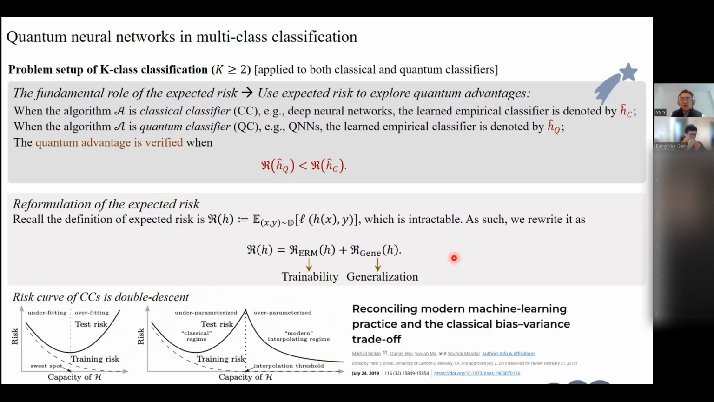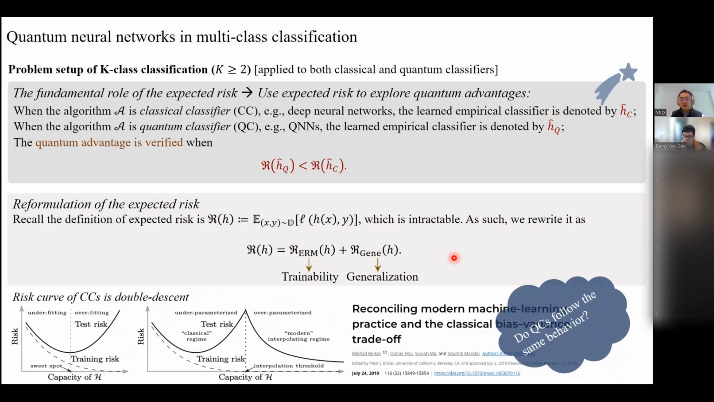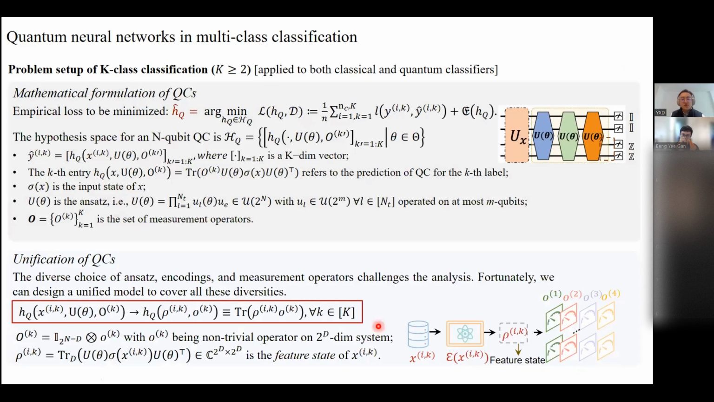A natural question is whether quantum classifiers also experience this behavior, which means that when we continuously enlarge the model size, we can also get a double descent curve. If this curve happens for quantum classifiers, we can also get a general rule to solve any problem with theoretical guarantee. So to answer this question, we need to formalize the mathematical expression of quantum classifiers as listed here. I just gave some intuitions about these notations, and the details can be found in the paper.